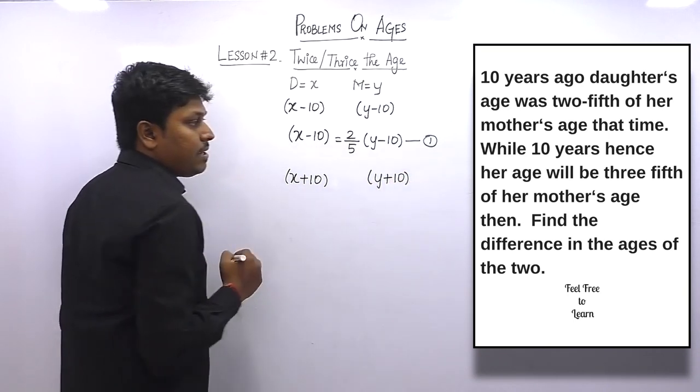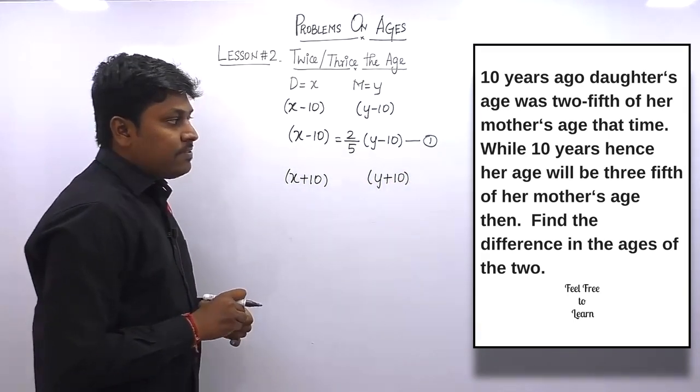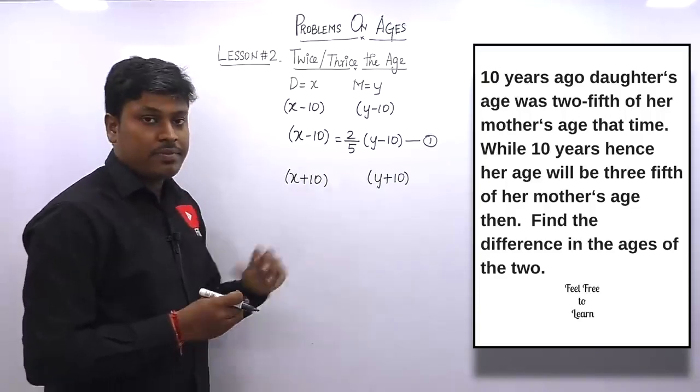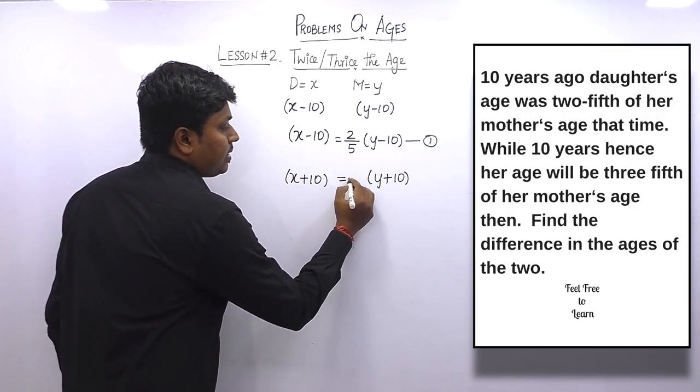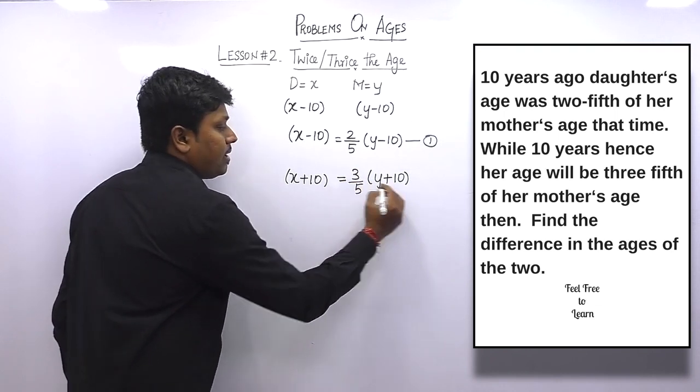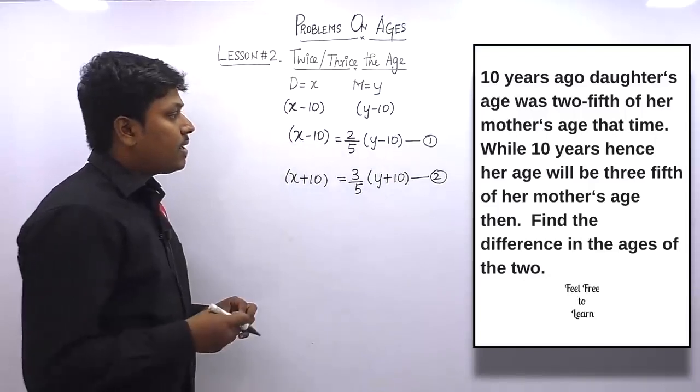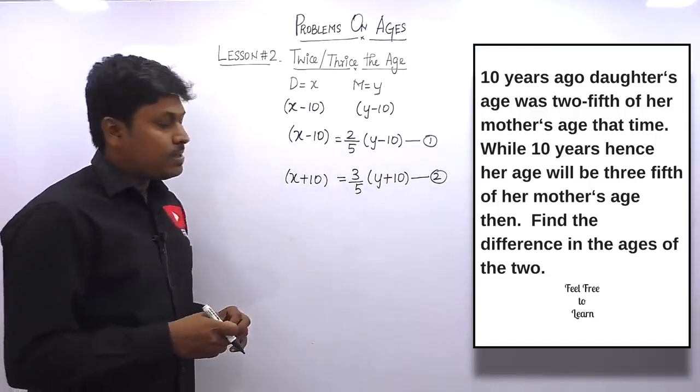So after 10 years, they are saying that the daughter's age will be 3/5 of the mother's age. So we can say after 10 years, 3 by 5 of the mother's age. So this is condition number 2. And what is our target? Our target is to find the difference in their ages.